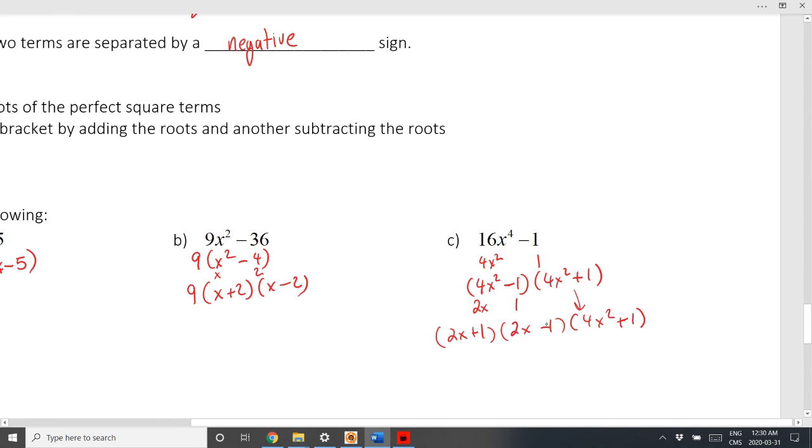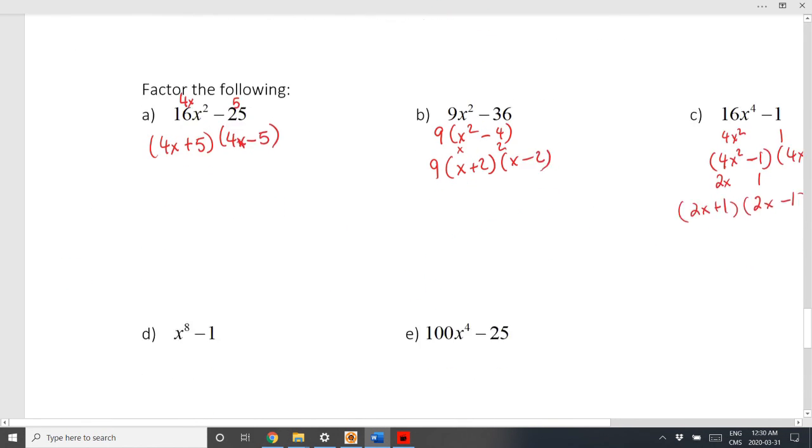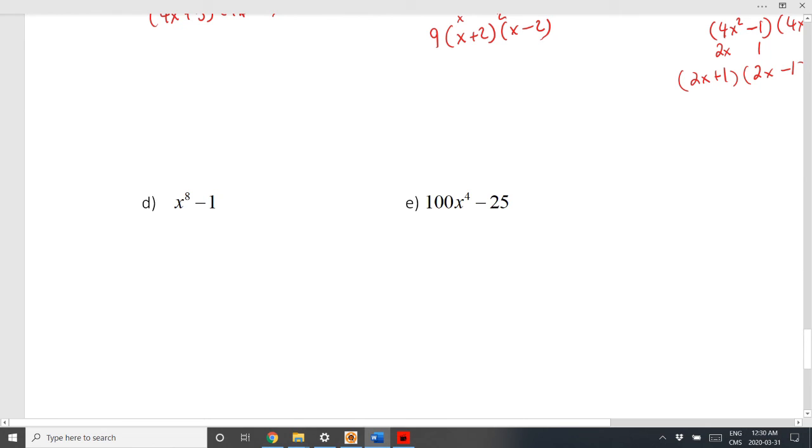So these ones are a little bit more challenging to do with the perfect squares. So let's just write that a little bit neater for you. Okay, and let's try some of these other ones here. And these ones work the same way. They just have multiple levels of perfect squares in them.